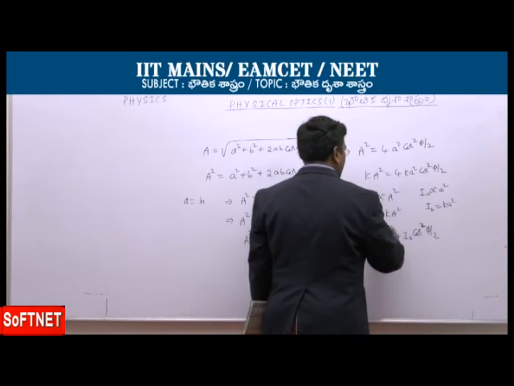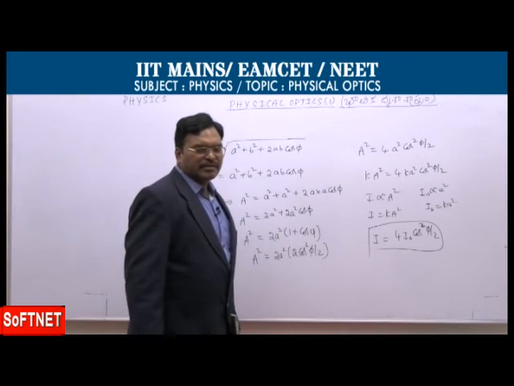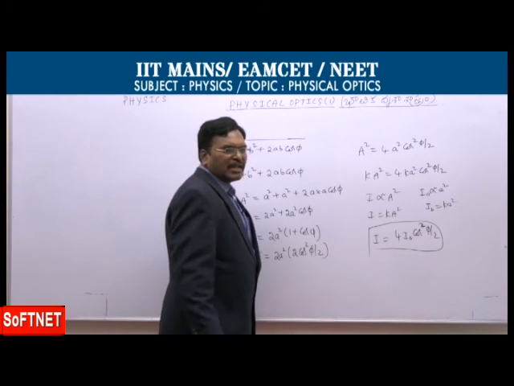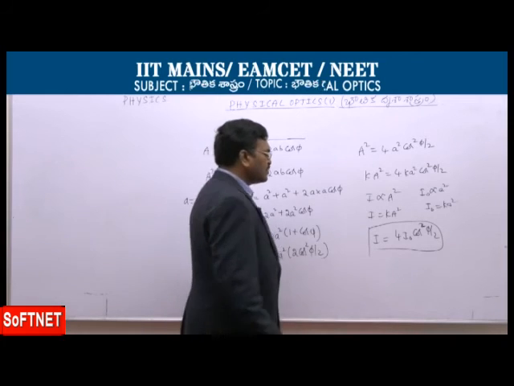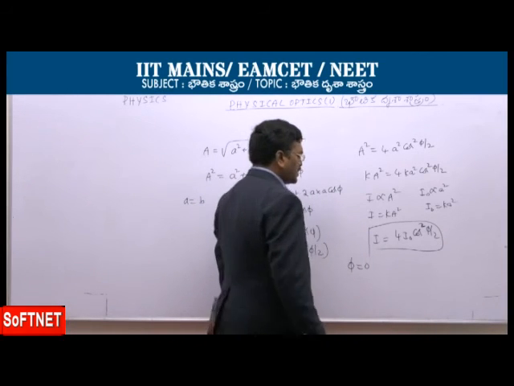Here the resultant intensity formula is I equals 4 I naught cos squared phi by 2, at the central maximum. What is the phi value for constructive interference? Phi is 0. Now phi is equal to 0, 2 pi, 4 pi, like that.